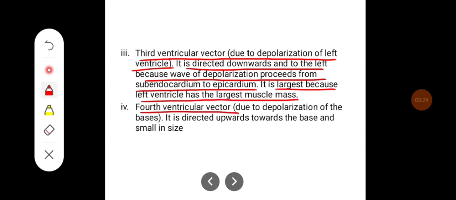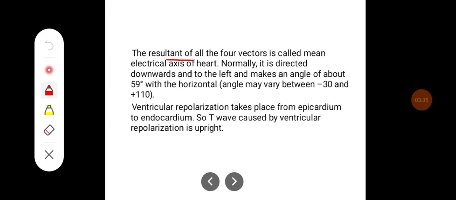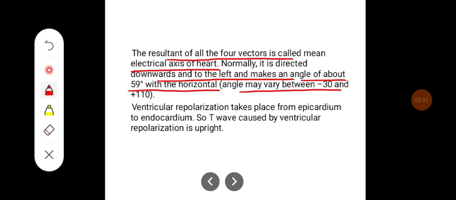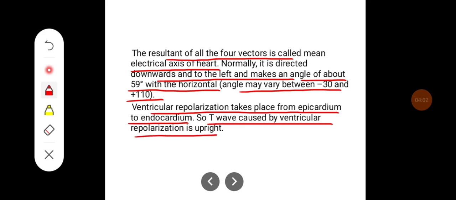The fourth ventricular vector is because of the depolarization of the bases. It is directed upwards towards the base and is small in size. The resultant of all four vectors is called the mean electrical axis of the heart. Normally it is directed downwards and to the left and makes an angle of about 59 degrees with the horizontal. The angle may vary between -30 and 110. Ventricular depolarization takes place from endocardium to epicardium, but repolarization proceeds from epicardium to endocardium, so the T wave caused by ventricular repolarization is upright.